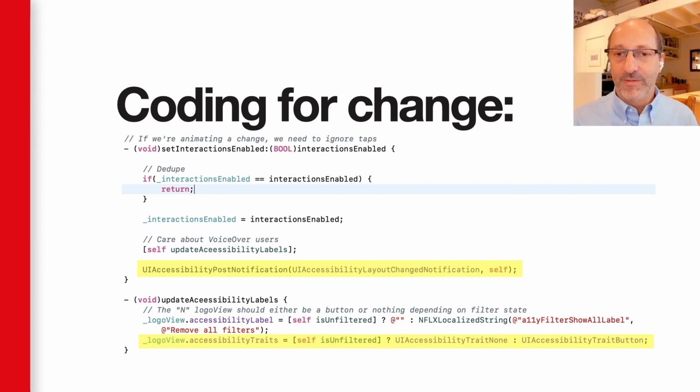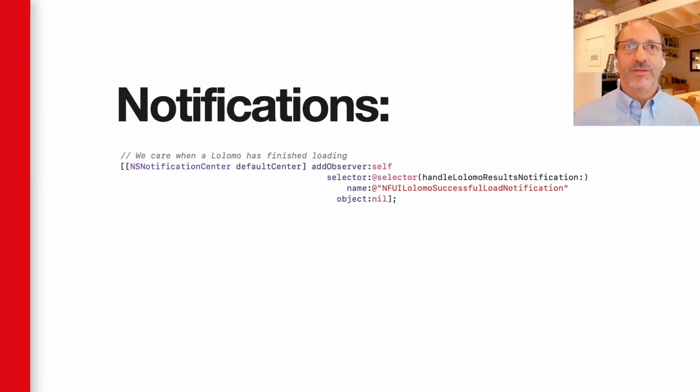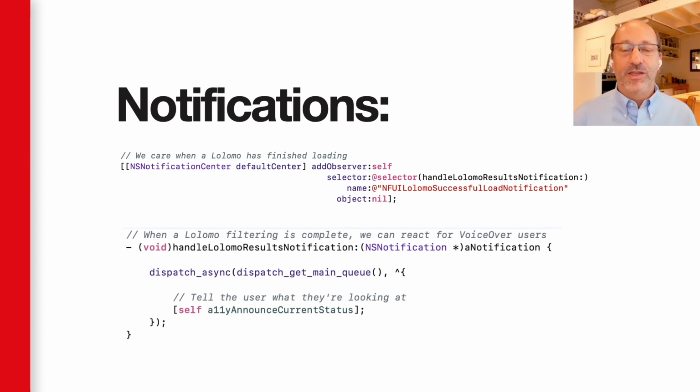Now, one way of handling change is through notifications, and we do it all the time. So in this particular case, we want to say, well, I care when some filtration was done and the Lolomo is finished reloading, we post a notification because there are a lot of interested parties who want to act on that. So we already had one that's in there. And when that's happening, then you can hook in and say, okay, great, now I know this particular work is done and I want to do something. And so what do I want to do? Well, let's help tell VoiceOver users what's going on.